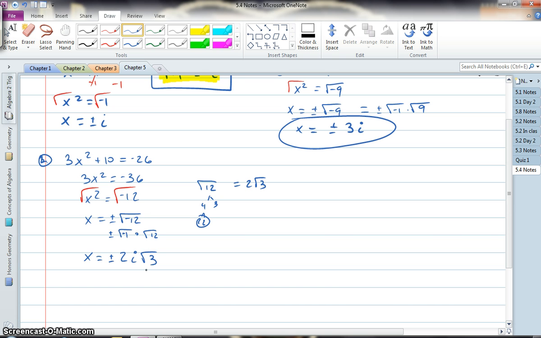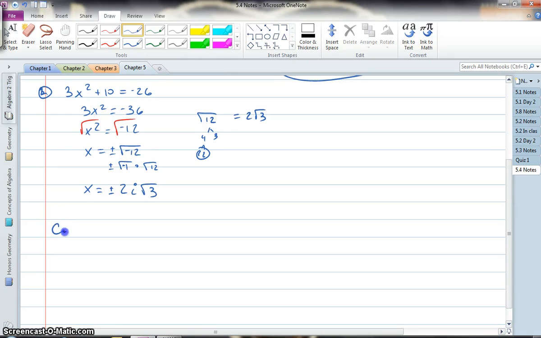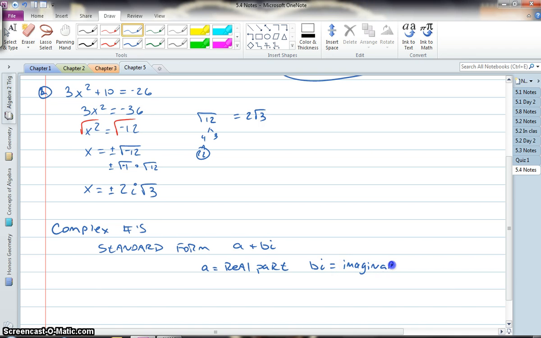All right, so that's how we work with i. That's what i is. Now for the complex numbers piece. All right, so complex numbers. We have a standard form for complex numbers, just like we have standard form for everything else. So we have a plus bi. All right, now our a is considered our real part, and our bi is considered our imaginary part.